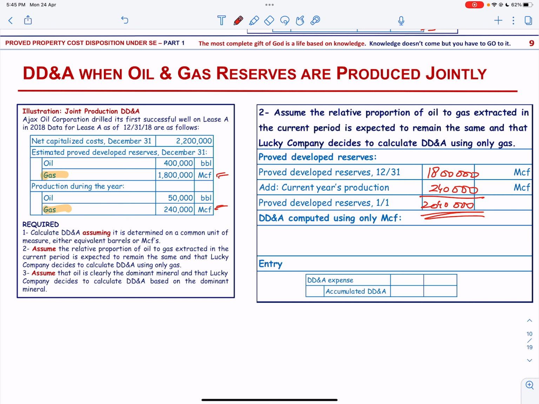Now we are going to calculate the DD&A. So the net capitalized cost is the same, 2,200,000, divided by proved developed reserves at the beginning of the year, that is 2,040,000, times the production, which was 240,000. So this is equal to 258,824.